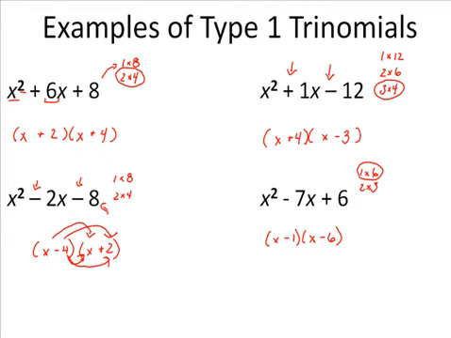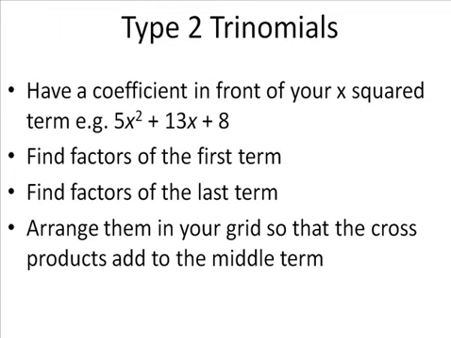There are another set of trinomials which are more difficult, and we call them type 2 trinomials. These are the ones that have coefficients in front of your first term. So it might be 5x squared, or it could be 2x squared, and so on. In that case, we can't just look for factors of the last term that add to the middle term. Instead, I'm going to show you a grid system where we'll list all the factors of the first term and then the factors of the last term, and in order to determine which factors to use, we'll make sure the cross products add up to our middle term.